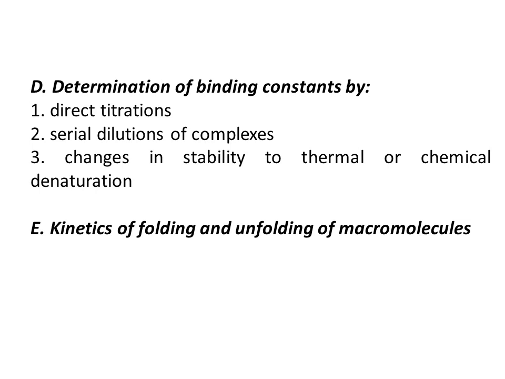Other applications are determination of binding constants, using direct titration, serial dilutions of compounds, changes in stability to thermal or chemical denaturation of DNA. So for example, if we're testing compounds to see if they are anti-cancer compounds and if they have DNA binding affinities, we would use circular dichroism to do some of those measurements. Another application is kinetics of folding and unfolding of macromolecules.